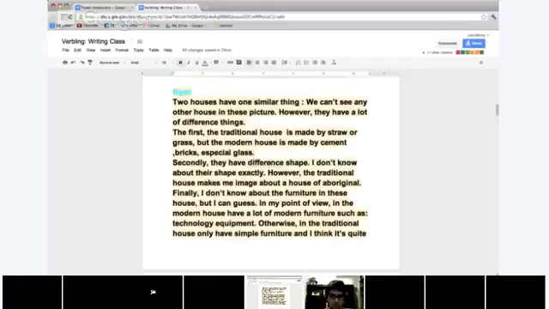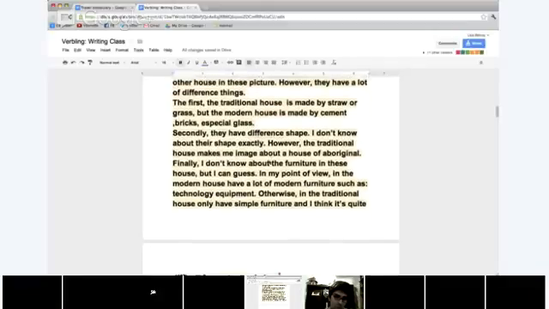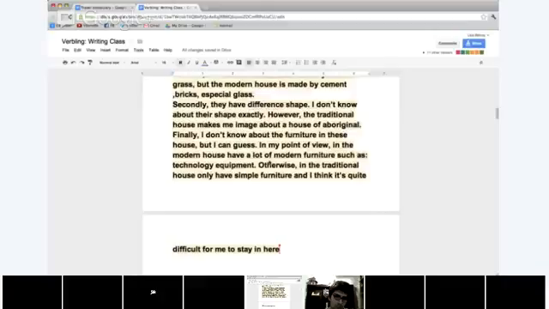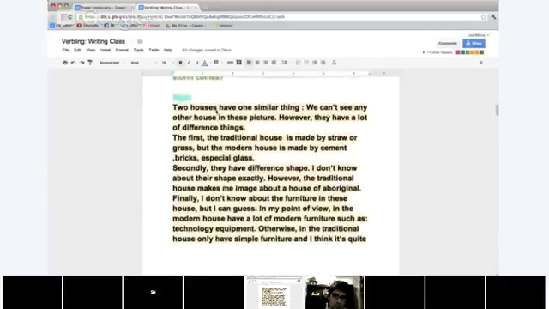Finally, I don't know about the furniture in this house, but I can guess. In my point of view, in the modern house have a lot of modern furniture such as technology equipment. Otherwise, in the traditional house only has simple furniture, and I think it's quite difficult for me to stay in here.